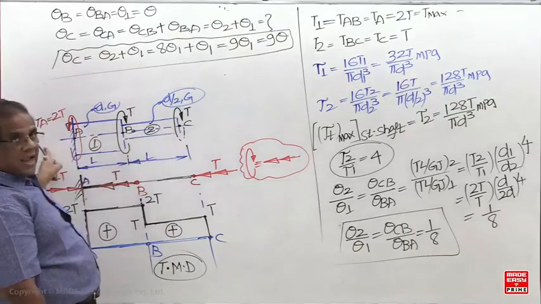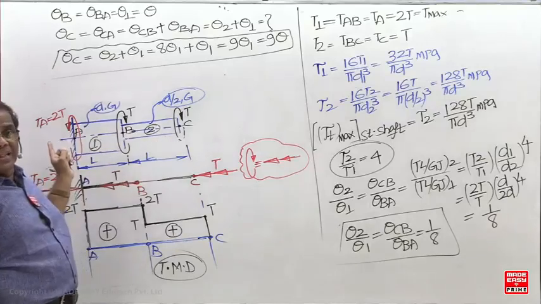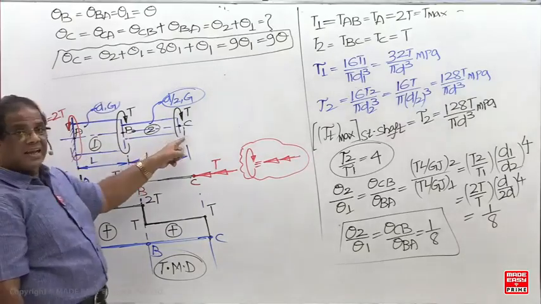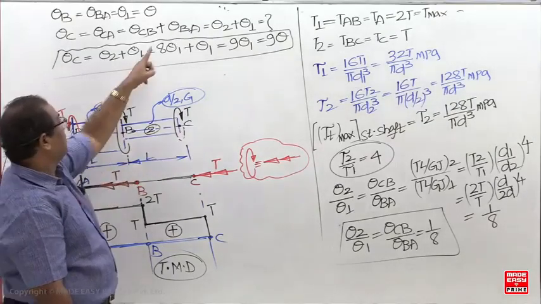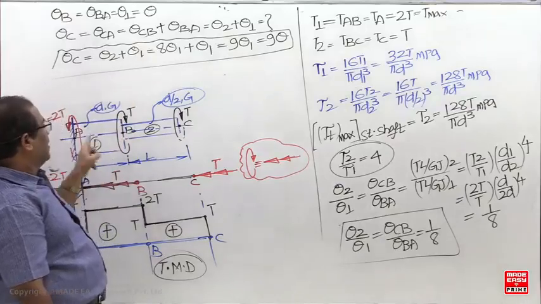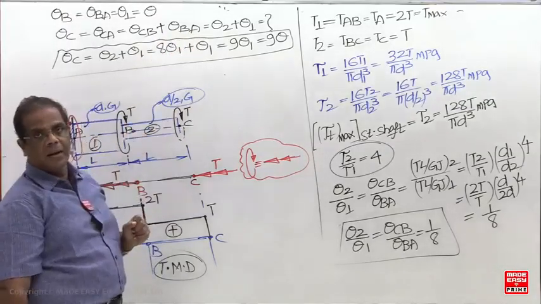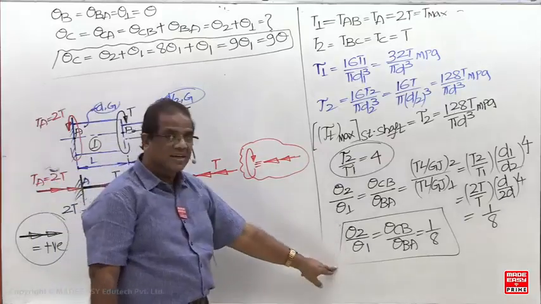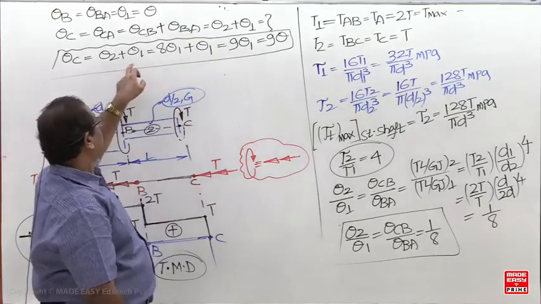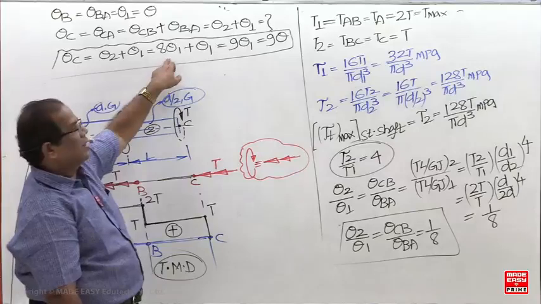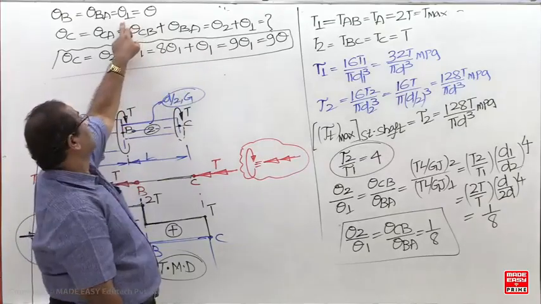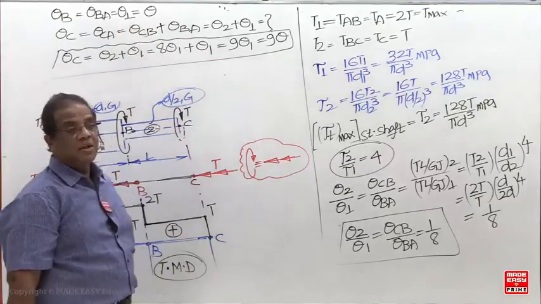Theta of CA. The shaft is non-prismatic, same material and pure torsion. So you are taking the two shafts: theta of CB plus theta of BA. Theta of CB means theta 2, theta BA means theta 1. But we already got theta 2 by theta 1, how much? 1 by 8. So theta 2 is equal to 8 theta 1, so 9 theta 1. Already in the question theta 1 is given as theta, so the answer is going to be 9 theta.